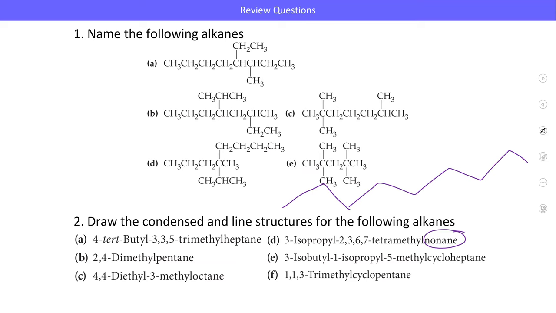Then we've got 3 isopropyl. Two, three, six, seven tetramethyl. 2, 3, 4, 5, 6, 7. That's a relatively complicated alkane with lots of branches, so there's probably not a better way. There's not a better way that you could count to eliminate using the prefixes, just because the methyl groups are so spaced out as well. If you start counting, it's an isopropyl either way. Either way you count.